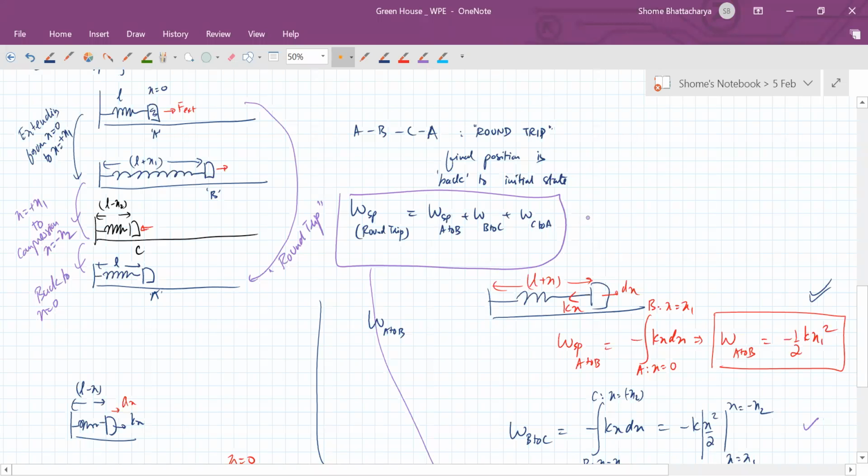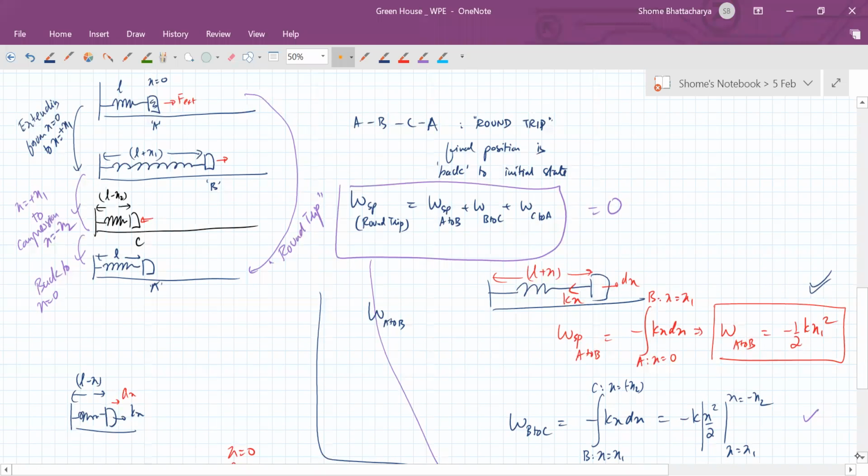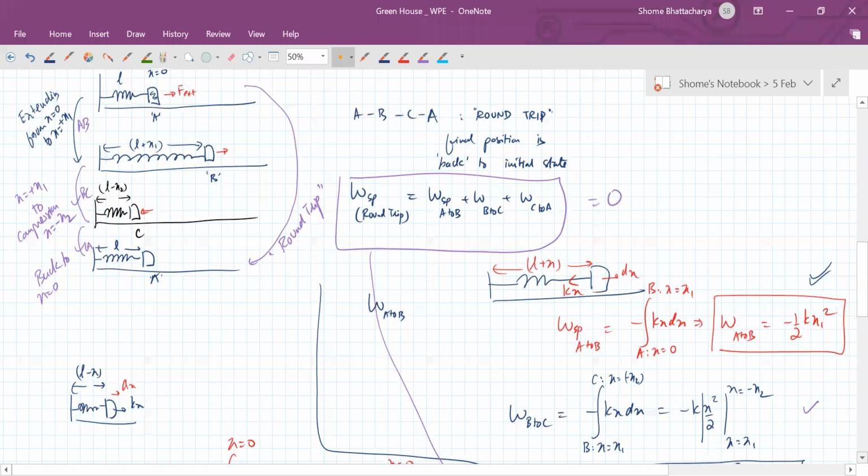So the net work done in this round trip will come out to be 0 because spring force is conservative. Now for each individual subpart, I will calculate A to B, then B to C, then from C back to A. We'll calculate the work done by this integration method.